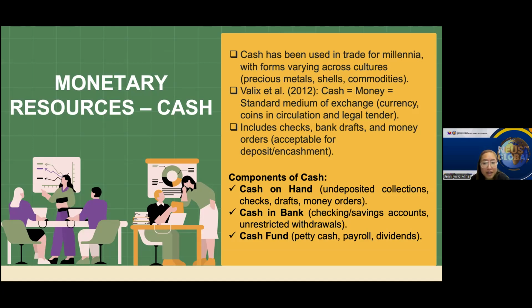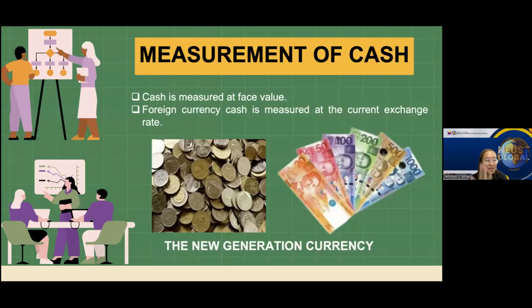It can be a cash fund, like money set aside for specific uses. For example, a company keeps a petty cash fund of 5,000 pesos for small daily expenses like office supplies. Well, cash is not just physical money, but it also includes bank deposits and checks that can quickly turn into cash. Businesses manage different types of cash to ensure they can pay for expenses and investment. As you can see, cash is measured at face value, and foreign currency cash is measured at the current exchange rate. As you can see, these are examples, the coins and of course the bills.